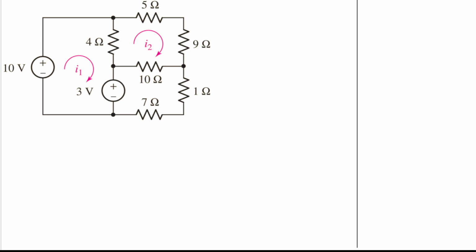Okay, so our goal in this problem is to find out what I1 and I2 are. So our goal is to find out I1 and then I2. Okay, and I will use mesh analysis for solving this problem.